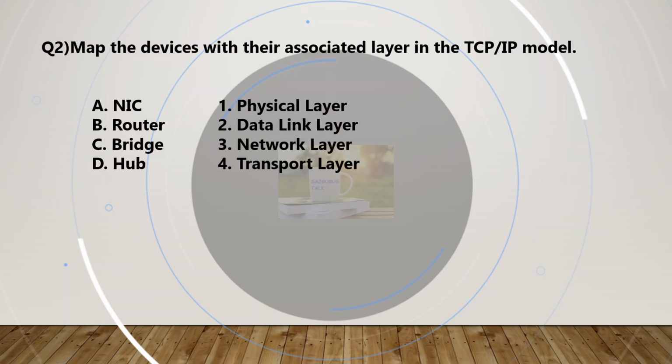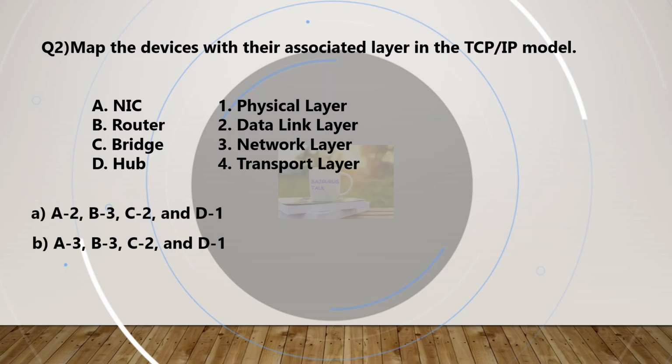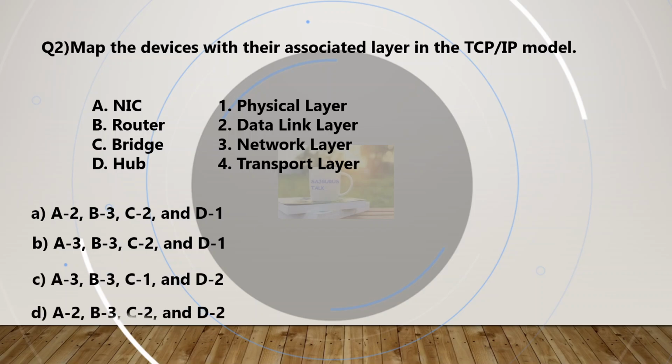Now, the second question is about the mapping between the devices and their associated layers in the TCP/IP model. The options are A, B, C and D. Generally, a hub operates at layer 1, while bridge, NIC and switch work with MAC addresses at layer 2. The router works with IP addresses and operates at the network layer. Therefore, NIC with the data link layer, router with the network layer, bridge with the data link layer, hub with the physical layer. So, the answer is A.